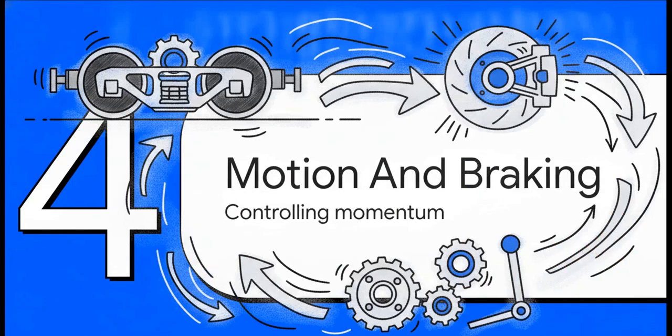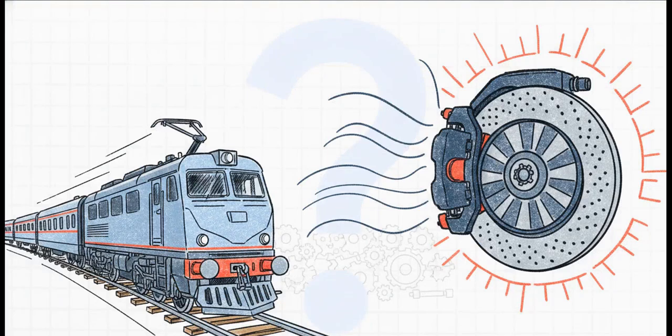Section 4. Motion and braking systems. Controlling momentum. All right, so we've successfully generated power, we've transferred it to the wheels, and we are absolutely flying down the tracks. But that brings up a massive, heavy question. Once all this energy becomes high-speed motion, how is it actually controlled? I mean, when you have a massive locomotive pulling thousands of tons, generating speed is actually kind of the easy part. The real engineering marvel is how you safely rein it all in.